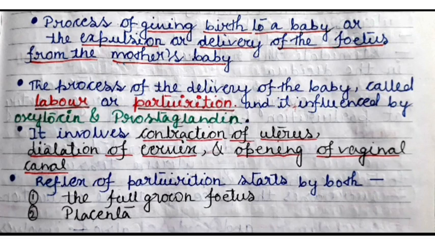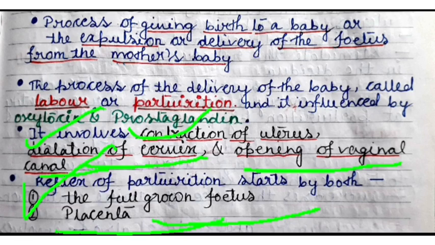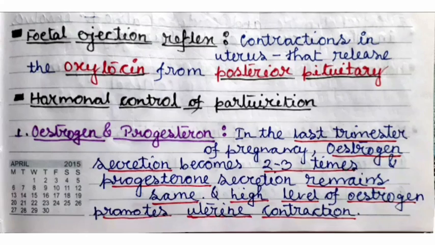The parturition process involves various activities like contraction of the uterus, dilation of the cervix, and opening of the vaginal canal. The reflex of parturition is started by the full grown fetus as well as the placenta, and that is known as the fetal ejection reflex. So let's talk about the fetal ejection reflex.